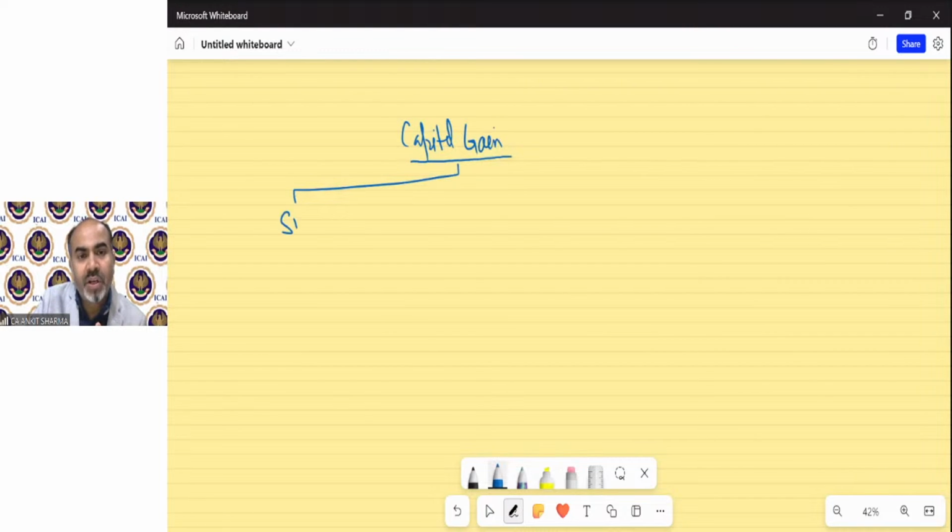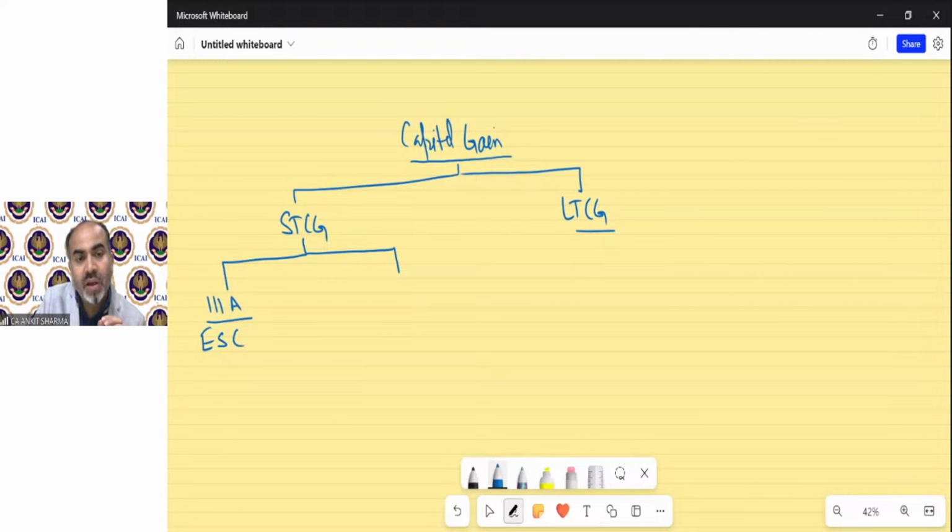Either we will have short-term capital gain or we will have long-term capital gain. Clear? We have short-term capital gain of two kinds. One is under section 111A. 111A is applicable on equity shares, those on which STT has been paid, plus equity-oriented funds. So if you have this kind of short-term capital gain, that is going to be taxable under section 111A at the rate of 15%. Clear?